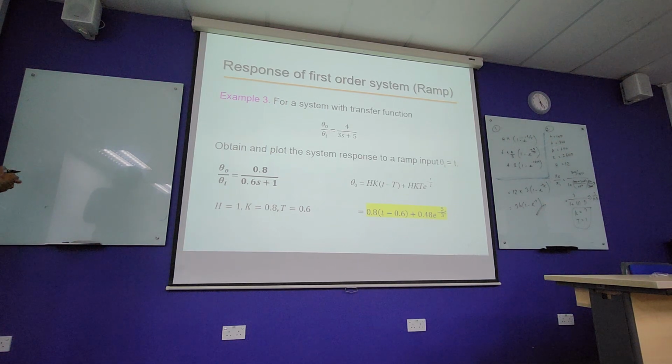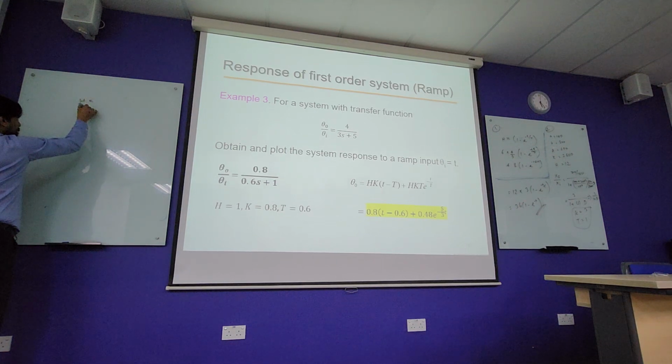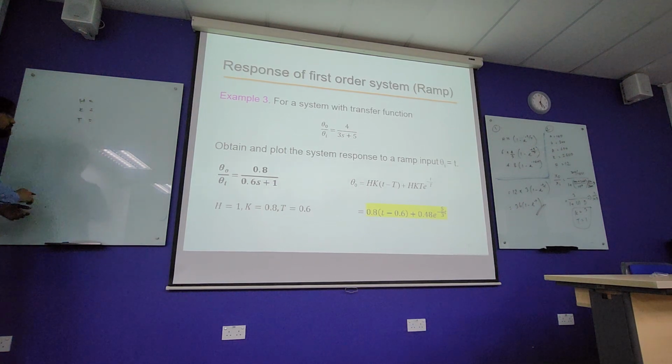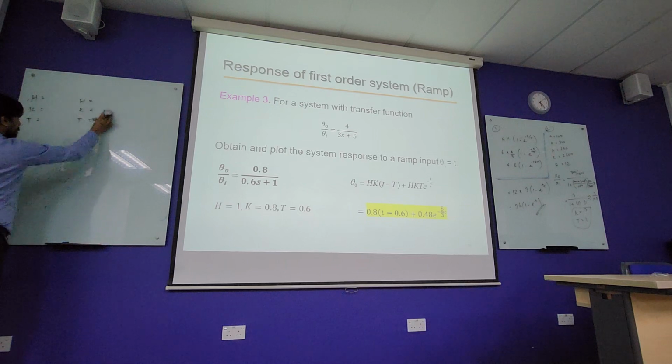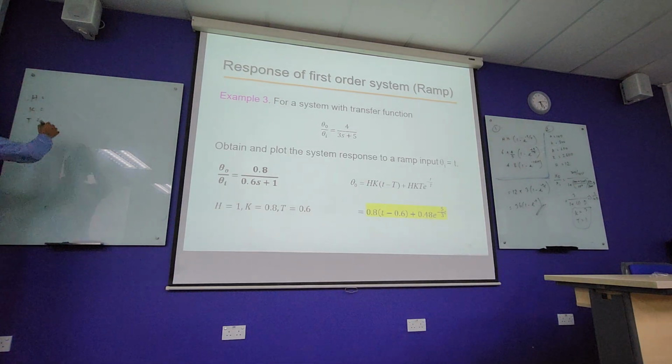Okay, so over here, what is the K value? Better write 4 over 5. 4 over 5, okay, 0.8. What is the T? 3 over 5, so 0.6.